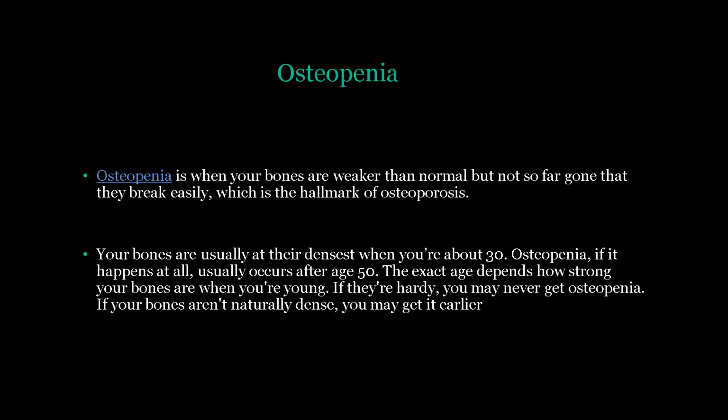Now, osteopenia is when the bones are weaker than normal, but not so far gone that they break easily, which is the hallmark of osteoporosis. Your bones are usually densest when you're about the age of 30. Osteopenia, if it happens, usually occurs after age 50. The exact age depends on how strong your bones are when you're young. If they are hardy, you may never get osteopenia. If your bones are not naturally dense, you may get it earlier.